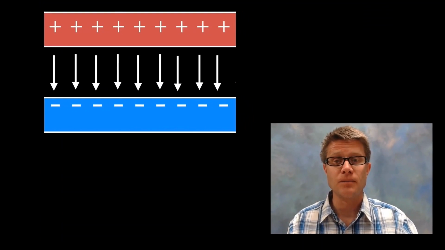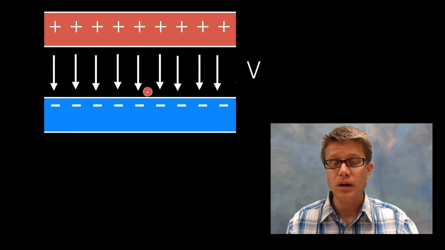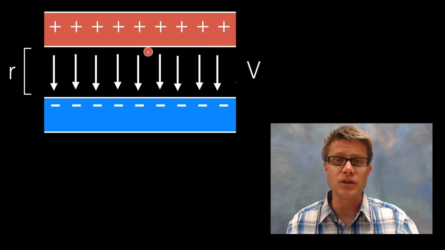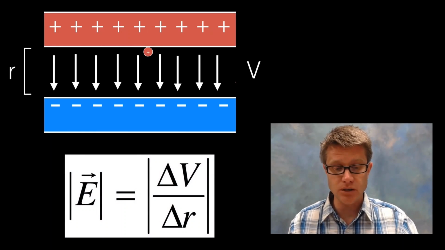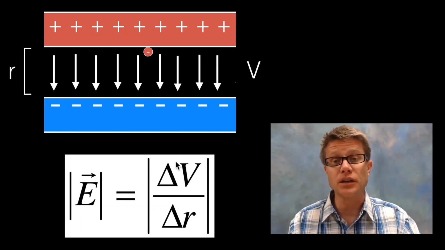But we could also go at it in a different direction. We could look at the voltage or the potential across that gap and then the distance or the displacement between the two. Now voltage, remember, is the amount of work that we would have to do to move a positive charge against that electric field. So that's going to be the voltage. And then r is going to represent the displacement or the distance between those two plates. And so here is our equation. Again, if we increase the voltage, we're going to increase the electric field. And if we decrease that displacement, we're going to increase the electric field as well.